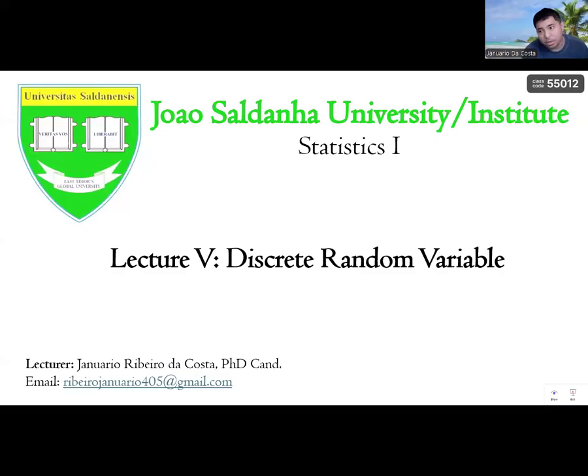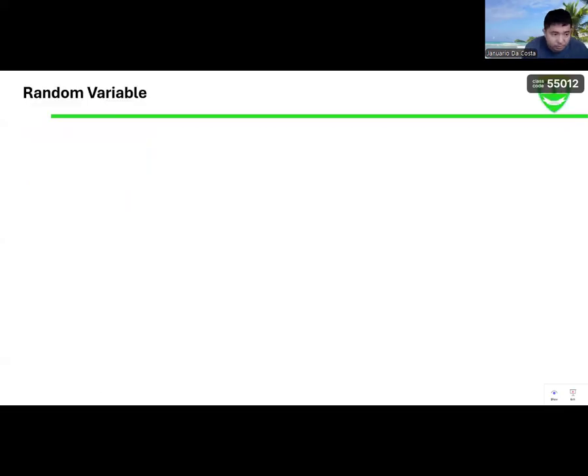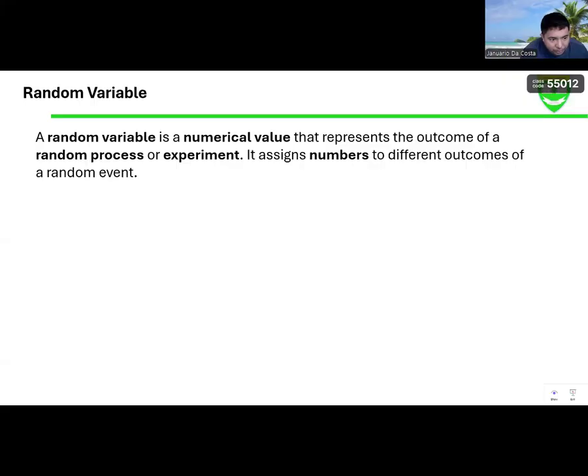So today we are going to a new topic or a new chapter. We call it discrete random variables. Okay, so now discrete random variable, in order to understand what it is, we need to understand first what is a random variable, right? So does anybody know what a random variable is? Okay, so a random variable is a numerical value that represents the outcome of a random process or experiment. Okay, it assigns numbers to different outcomes of a random event.